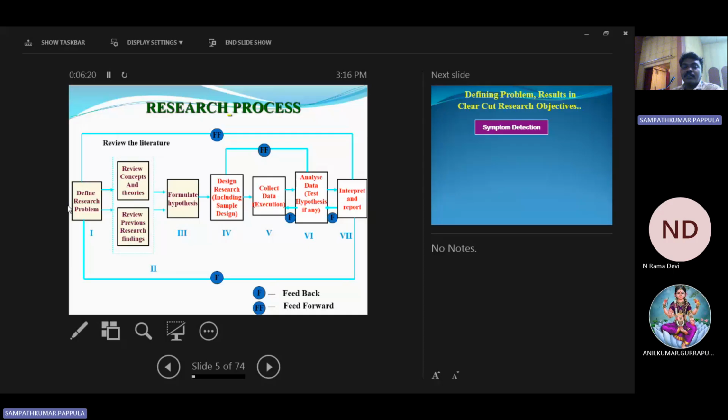That means you have the problem in your mind, and then you have done the literature survey. After doing the literature survey, you need to formulate some hypothesis to solve your problem. So in the first semester you have done these things. If you really did your literature review in the first sem, now you are at the third stage.